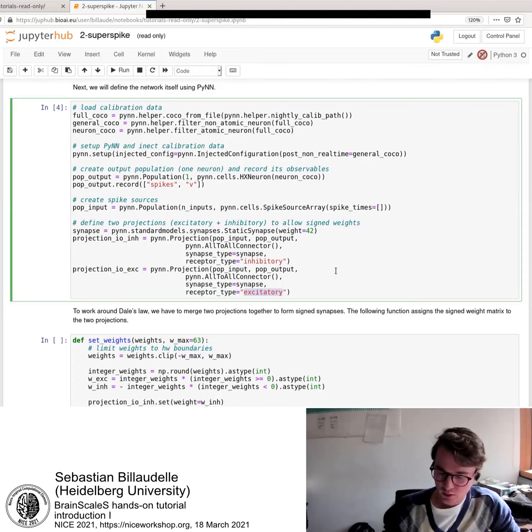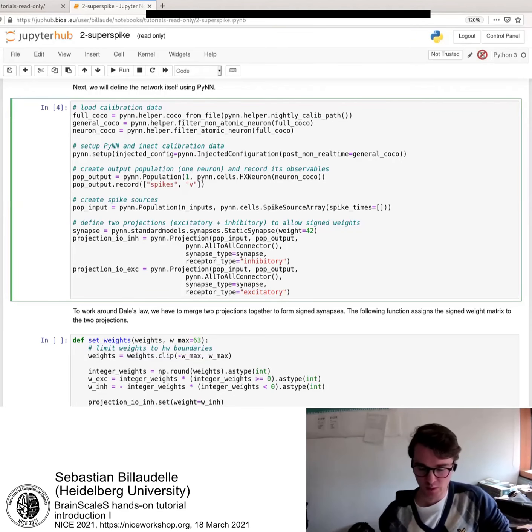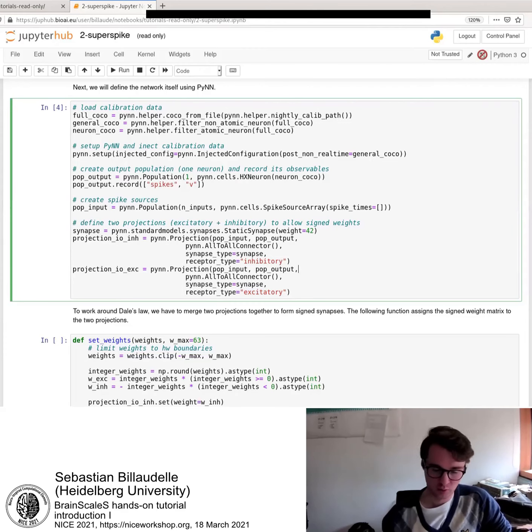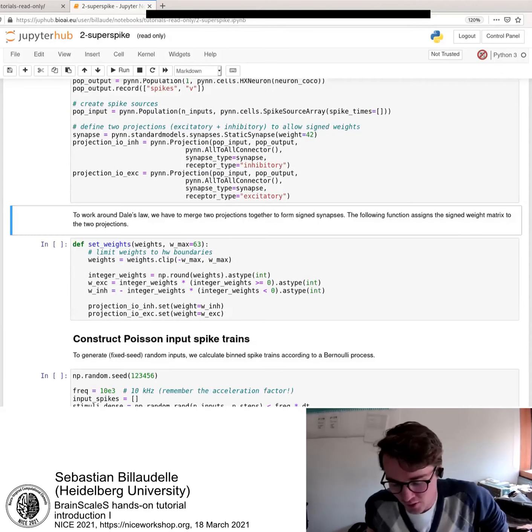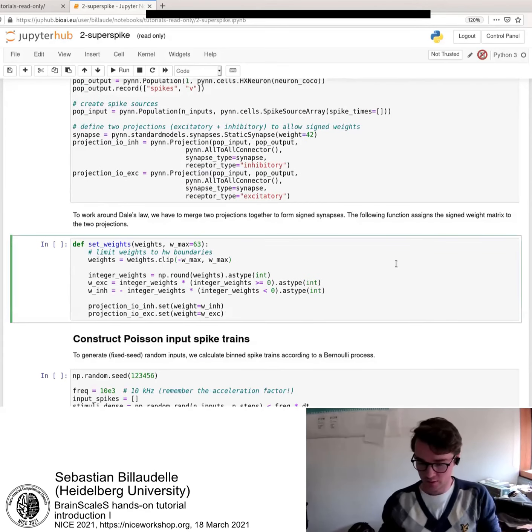And we do this because these projections kind of have Dale's law implemented. So since we, in this experiment now, want to have a signed weight, we have to define both parts of these signed weights. We have to define the excitatory component and the inhibitory component. And we will kind of circumvent this in the next Python cell. Here we want to work around Dale's law.